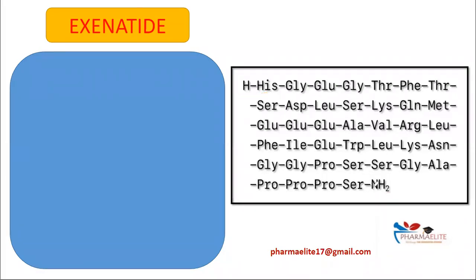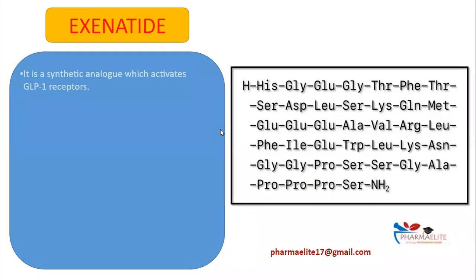The DPP4 enzyme, which degrades GLP, acts here. It leaves 2 amino acids from the N terminal and then breaks the peptide bond here. Now, it is a synthetic analog which activates the GLP-1 receptors. It is a peptide, that's why it is inactive orally. We give it via the subcutaneous route.